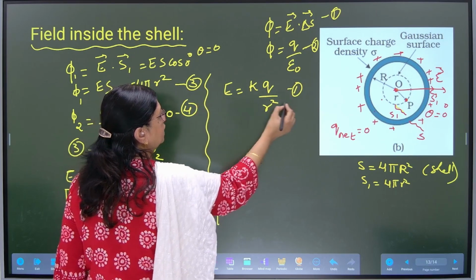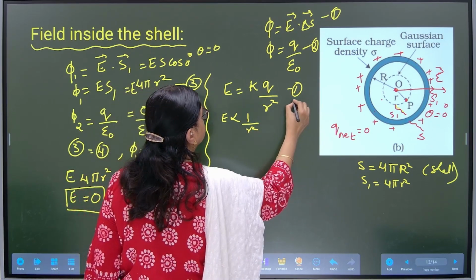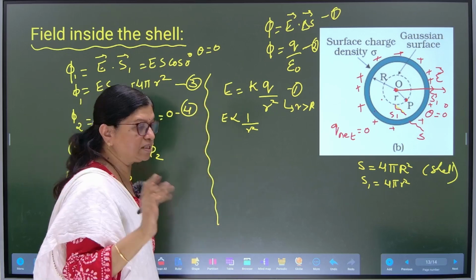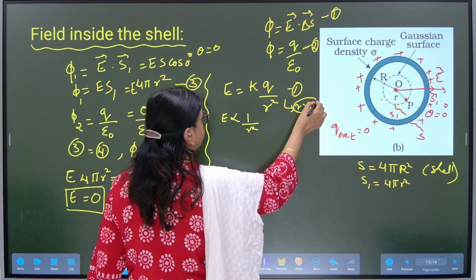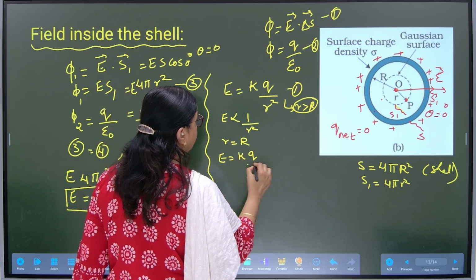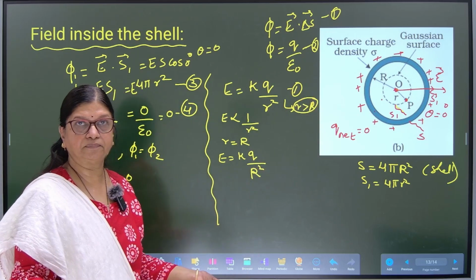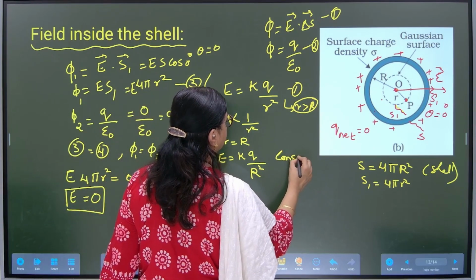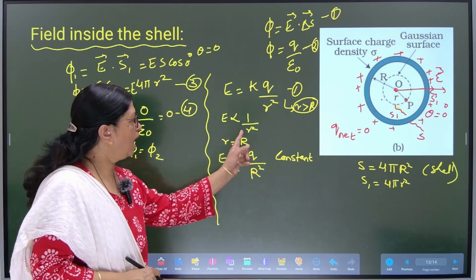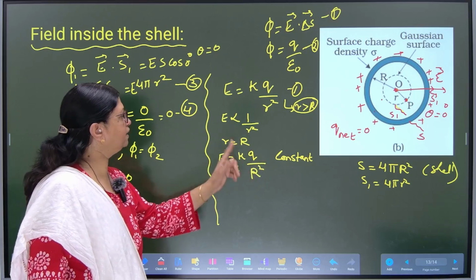That means E is inversely proportional to R square, for R greater than capital R. As R increases, E decreases. Now, this is for the first condition. For the second condition, R is equal to capital R. We get the same equation, K Q upon capital R square this time. This value of capital R is fixed because we have taken that shell of radius R, so it is a constant value. And it is a maximum value also, so I can write Emax. After this, R is going to increase, distance is going to increase from the shell, so E is going to decrease. So E max for R equal to capital R is maximum.